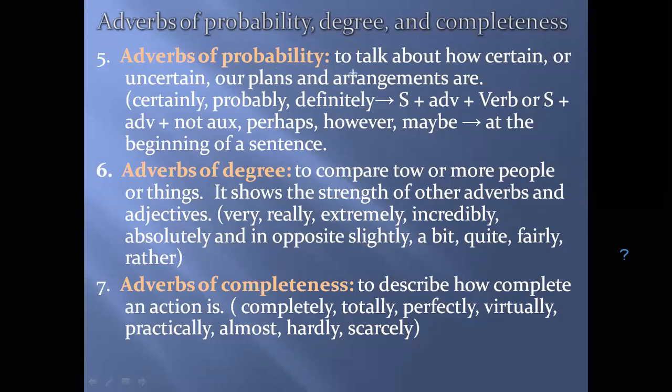What does probability mean? To talk about how certain or uncertain our plans and arrangements are. That means basically we talk about how certain or how uncertain it is. So those adverbs we have here: certainly, probably, definitely. Here there is a formula: subject, adverb, and then verb, or subject, adverb, and then auxiliary. Perhaps and however, you can add at the beginning of a sentence, okay? So I'm going to show you an example after this slide.